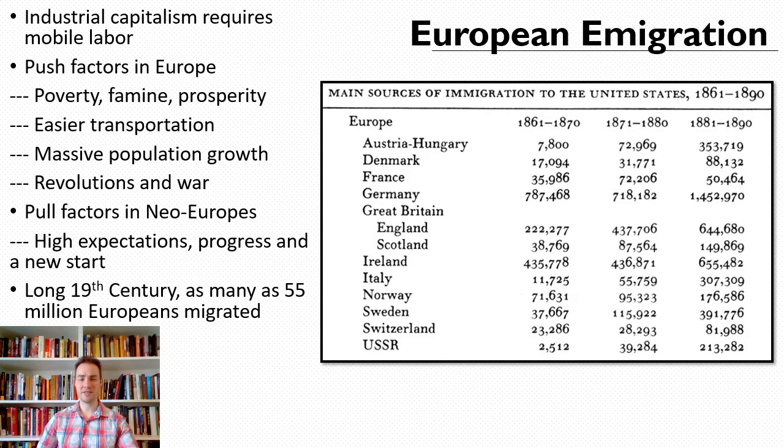So during the long 19th century, as many as 55 million Europeans migrated. This graph shows you some of those places they're going from to the United States, for example. So you see, for example, in Germany, almost 800,000 Germans in 10 years came to the United States. That's just absolutely incredible, right? Followed by 400,000 Irish folks, right? So you see these huge numbers coming out of Europe during this time. It sort of explains a lot of the demographic transition in these places.